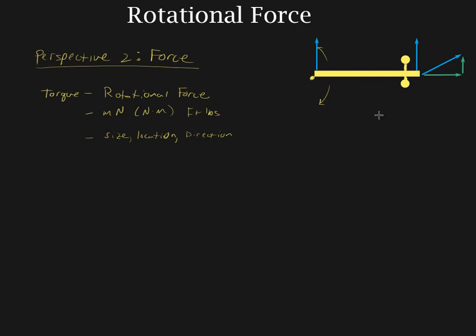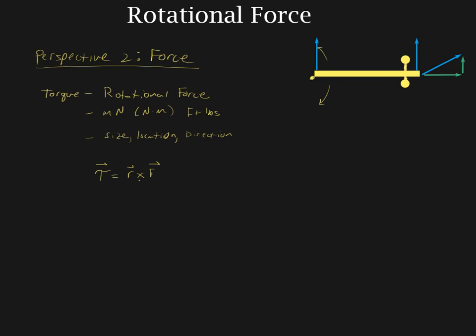So let's go ahead and more formally define what torque is. By mathematical definition, torque is equal to R cross F. Now, torque is a vector, R is a vector, and F is also a vector.